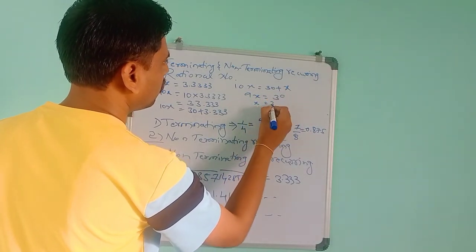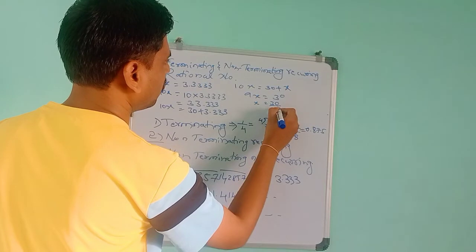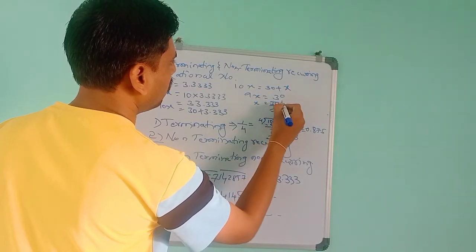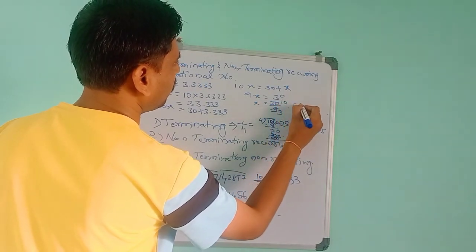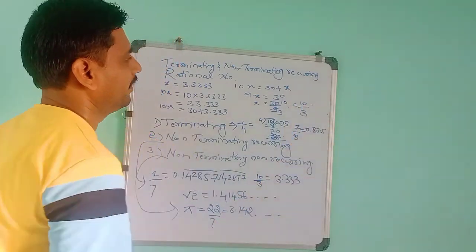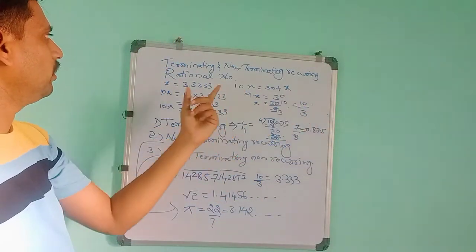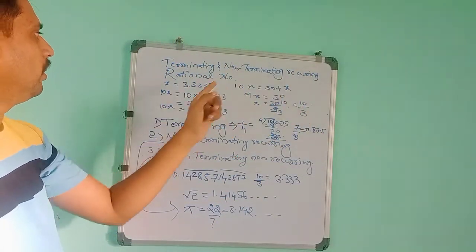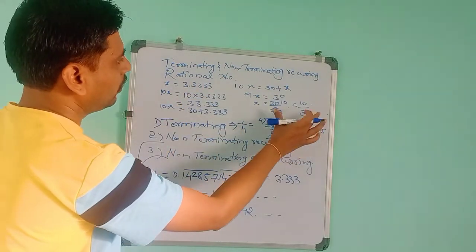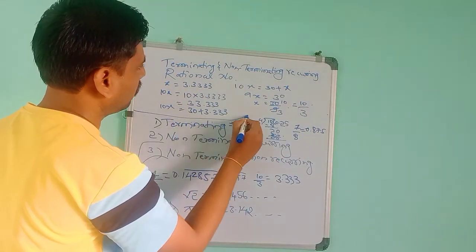x equal to 30 by 9. This is 3, so the answer is 10 by 3. Check it. 10 by 3 is a rational number. So terminating and non-terminating recurring numbers always become rational numbers.